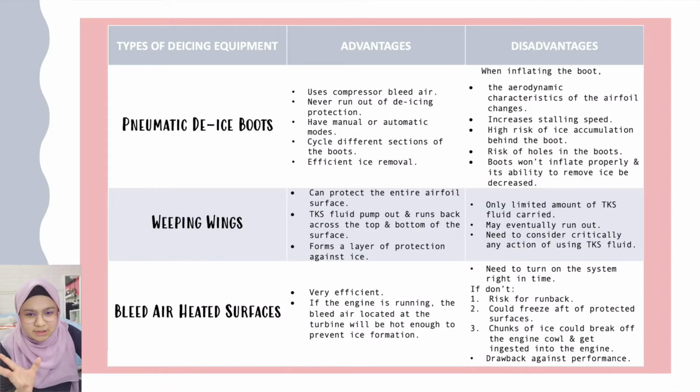And this time I'm going to share with you guys about the advantages and disadvantages of de-icing equipment, of which we have 5: pneumatic de-ice boots, weeping wings, bleed air heated surfaces, electrically heated surfaces, and last but not least, electromechanical, also known as EMEDS. So let's start with the first one, which is the pneumatic de-ice boots.